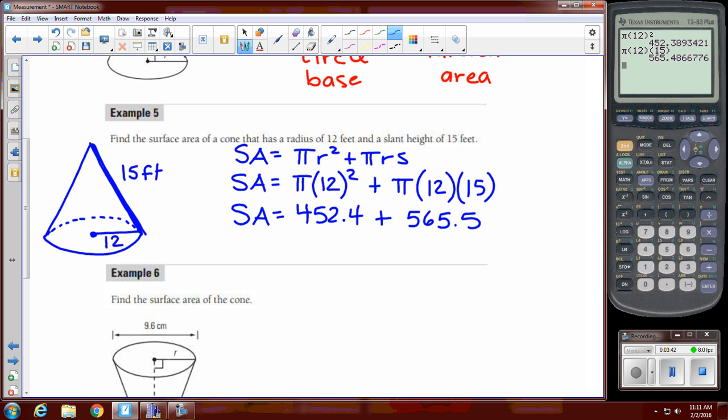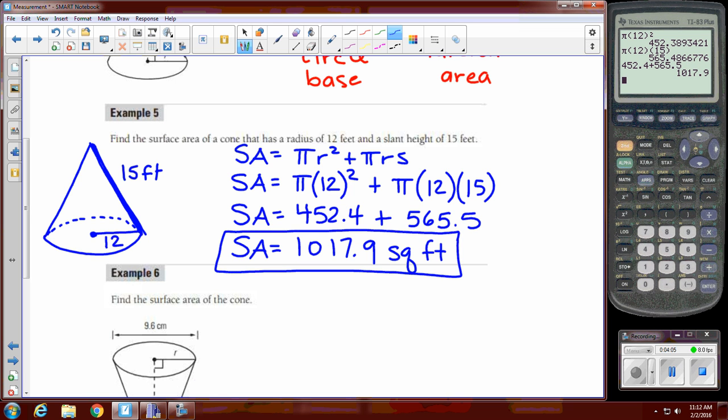The combined surface area of this cone is the sum of those two. So 452.4 plus 565.5 gives me a surface area of 1,017.9 square feet.